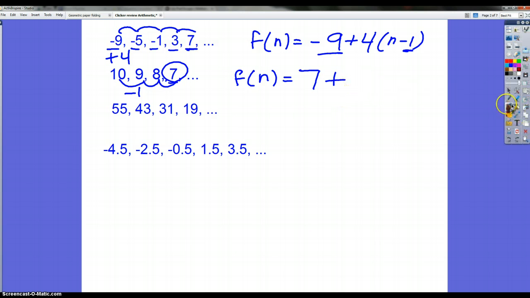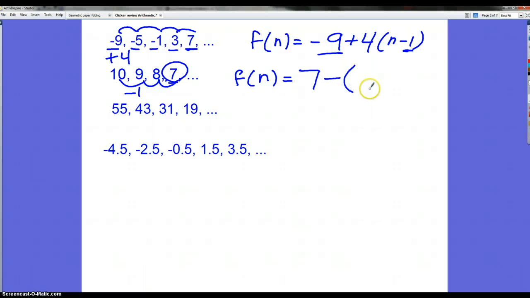Oh, since my pattern is subtracting, I can just put minus. And I really don't even need to put the 1 there, so I'm just going to put n minus. The 7 is the 4th number, so I'm going to -4. Again, you don't have to use the 7. We could have just done 10, and we could have just done n minus 1, just like the last time, using the first term.